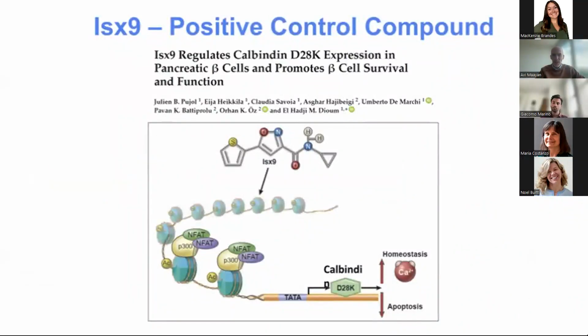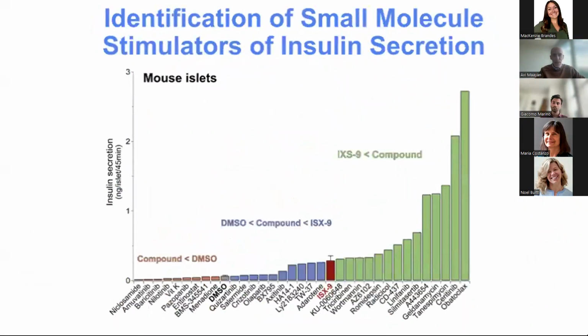This is a drug called ISX9 that is known to make islets produce insulin when you treat them with it. And this is the result of the screen. They tested about 30 drugs, and you can see that we're really enriching for compounds, and there are several compounds that are doing much better than our control compound in mouse islets.